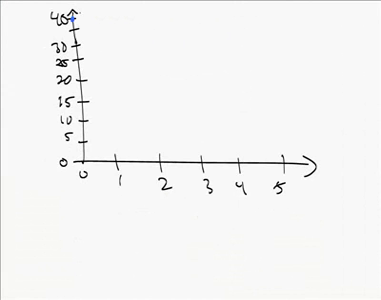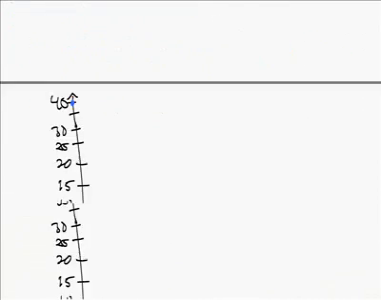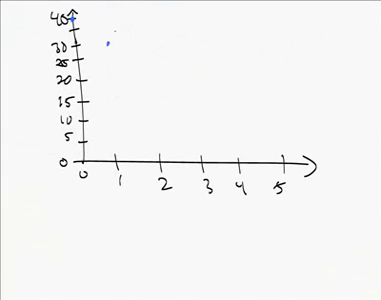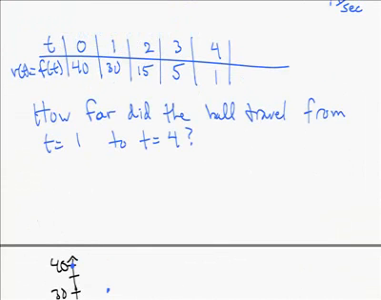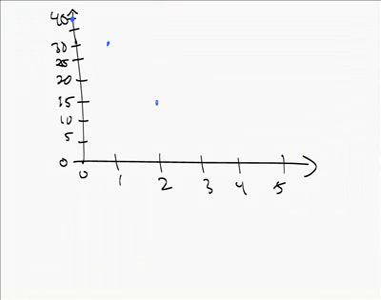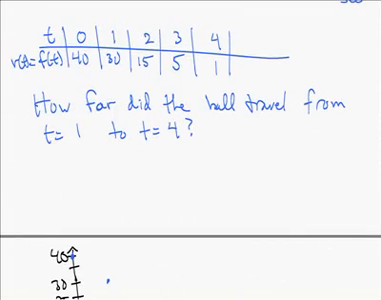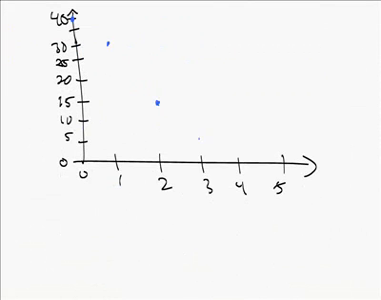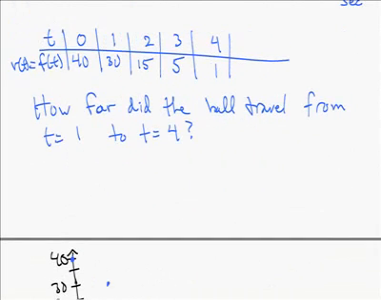So we have that point right there. At 1 second, the height is at 30, so we're at this point here. At 2 seconds, we are at 15. It dropped off pretty quick there. At 3 seconds, we are at 5. And at 4 seconds, we're at just 1. I don't think we had any data for the 5th second.